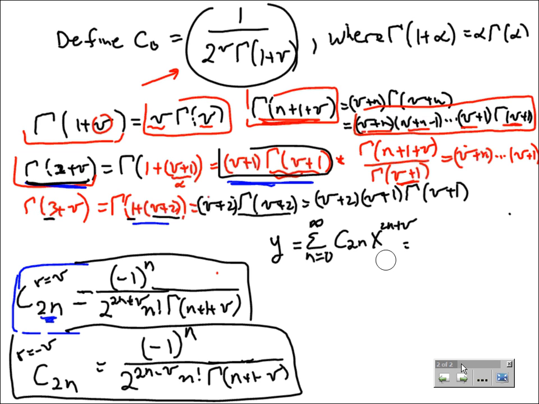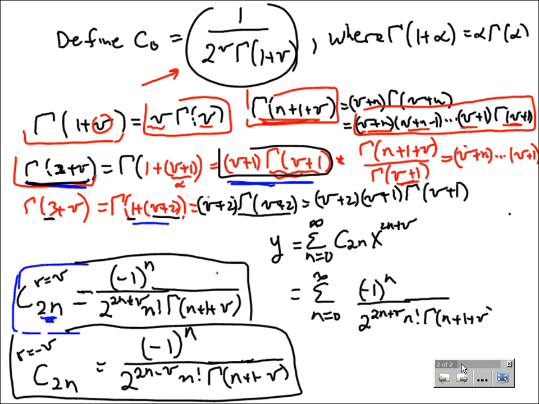Let us plug in c sub 2n. The summation as n goes from 0 to infinity of negative 1 to the n over 2 to the 2n plus v times n factorial times the gamma function of n plus 1 plus v times x to the 2n plus v.